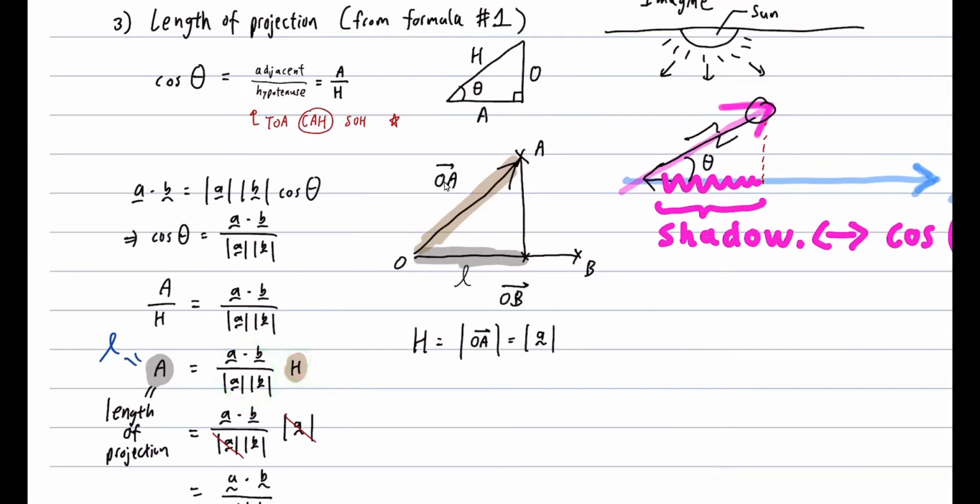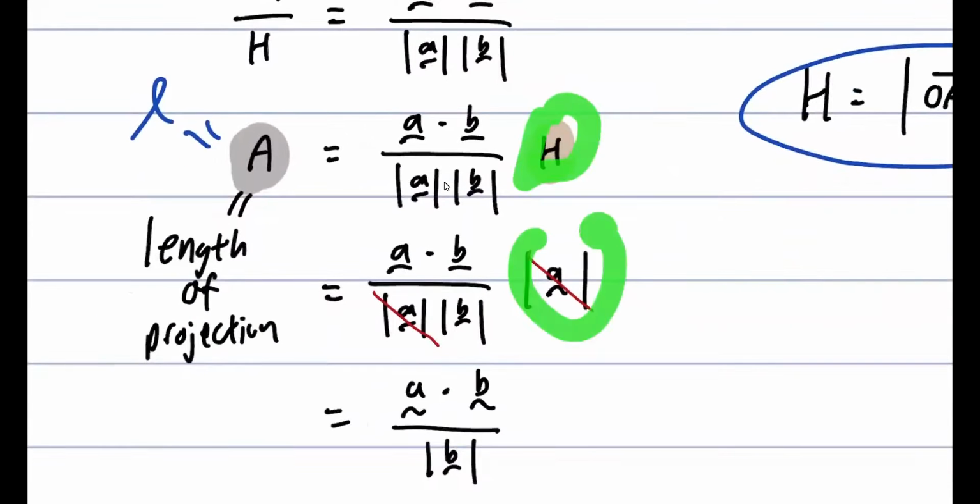But wait a minute, what is H? H is this fellow here, which is vector OA. Then H is really just a scalar, a length of this vector here. So that's why I substitute the H with length of vector A. OA is the same as vector A, OB is the same as vector B. It's just the length of the vector. So that's why I substitute in my H with the length of the vector.